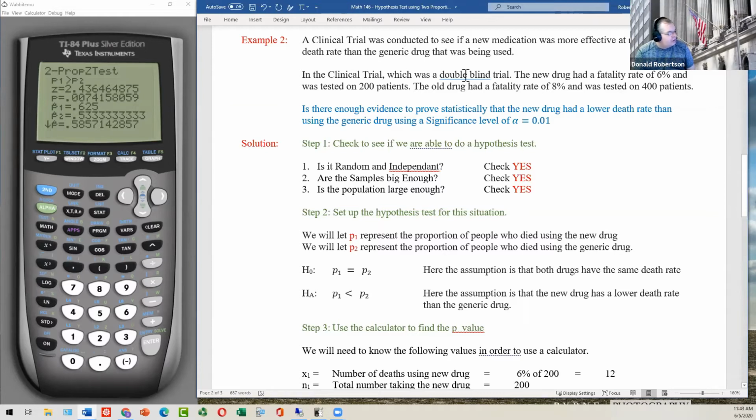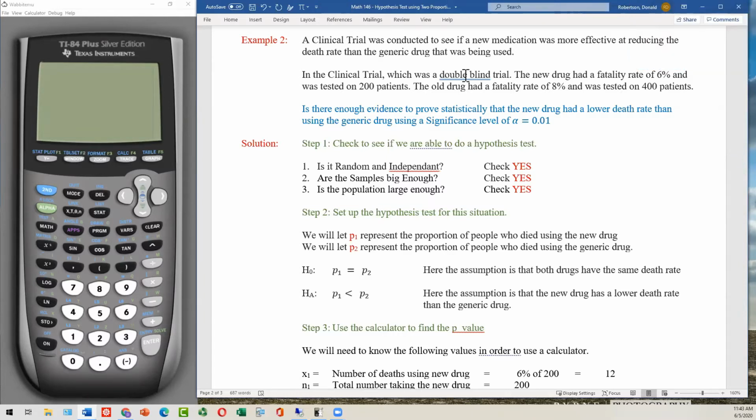They use a term here called double-blind. Has anyone heard that? A double-blind experiment, or a double-blind trial. Yeah, where everything is random. The doctors don't know and the patients don't know either. That's the one. Who uses that?